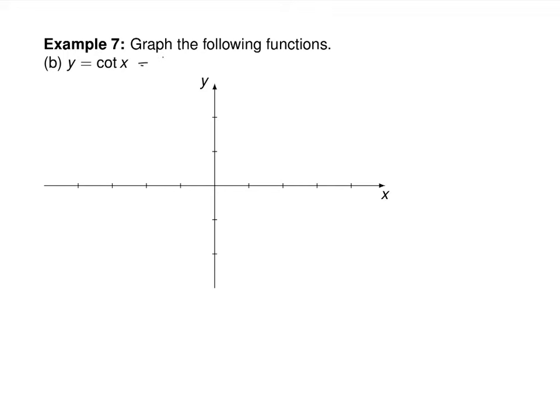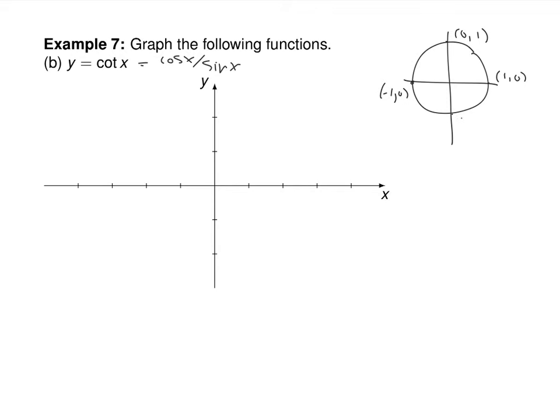So this is cosine x over sine x. Same points, we got 1, 0, 0, 1, negative 1, 0, and 0, negative 1. So if you're doing cosine divided by sine, you're doing the x divided by the y, right? So can you do 1 divided by 0? No, so 0 is an asymptote, or the y-axis is an asymptote.